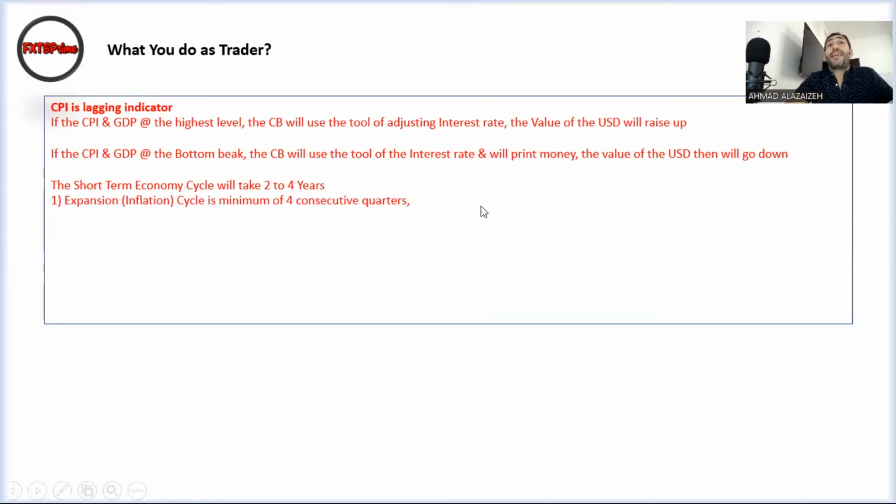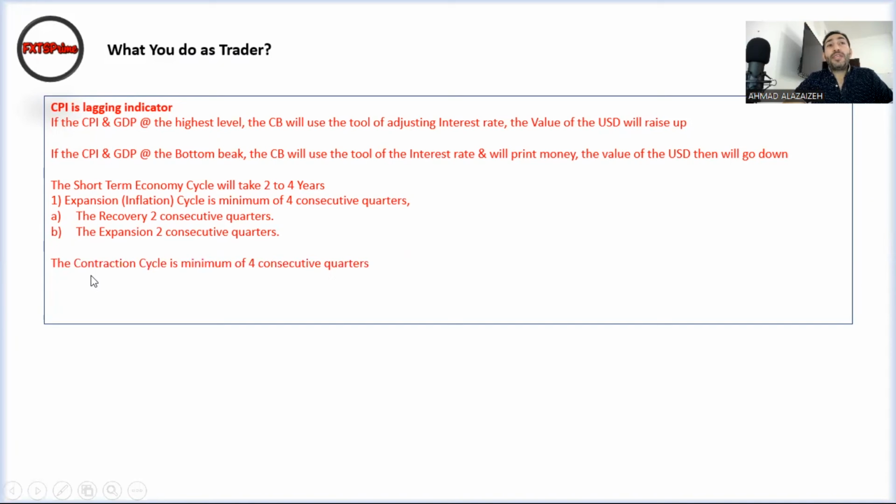So the expansion or the inflation cycle is a minimum of 4 consecutive quarters. The recovery session will take 2 consecutive quarters as a minimum. The expansion session will take 2 consecutive quarters as a minimum as well. And when it comes to the contraction cycle, it's also a minimum of 4 quarters, and the recession session will take 2 consecutive quarters, and the depression session will take 2 consecutive quarters. This is important for you guys for the time period.